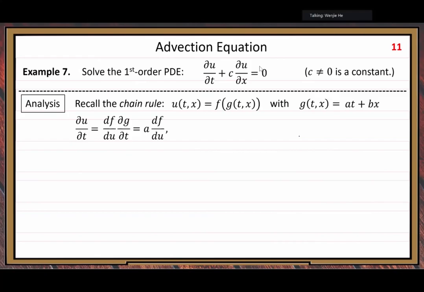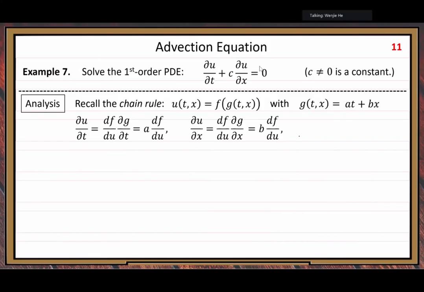Then let's take partial u over partial x. Another chain rule: dF over du times partial g over partial x. In partial g over partial x, the first term is gone. The second term is b when you do the partial derivative. So we get b times dF over du. Two partial derivatives.